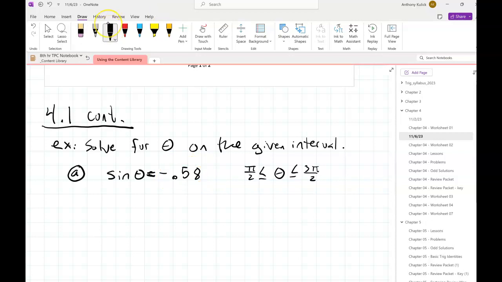All right. So the way that we're going to do this is we're going to draw a picture to help us figure out what equation I need to type into my calculator. So I'm going to start the same way. I'm going to take a look at my interval, and I'm going to try to figure out what quadrants my answer can be in.